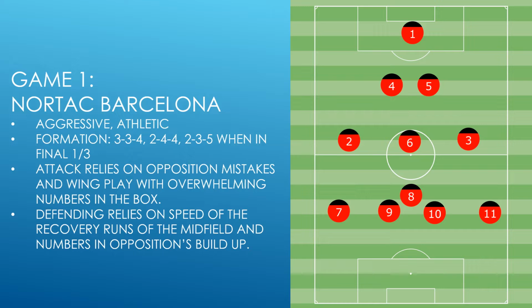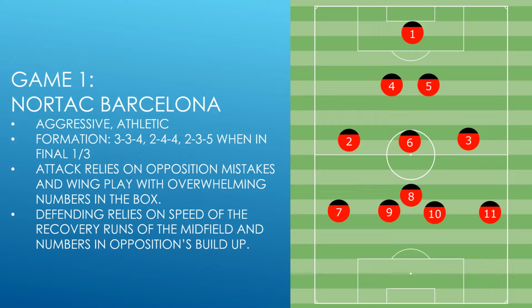So our first game was NORTAC Barcelona. They're an aggressive, athletic team. Their formation is rather old school. The book to read is Inverting the Pyramid, and they re-inverted it with a large number of forwards, a smaller midfield, and an even smaller number of defensive players. At times, they were looking like they were running a 2-4-4 and even a 2-3-5 when in that final third.